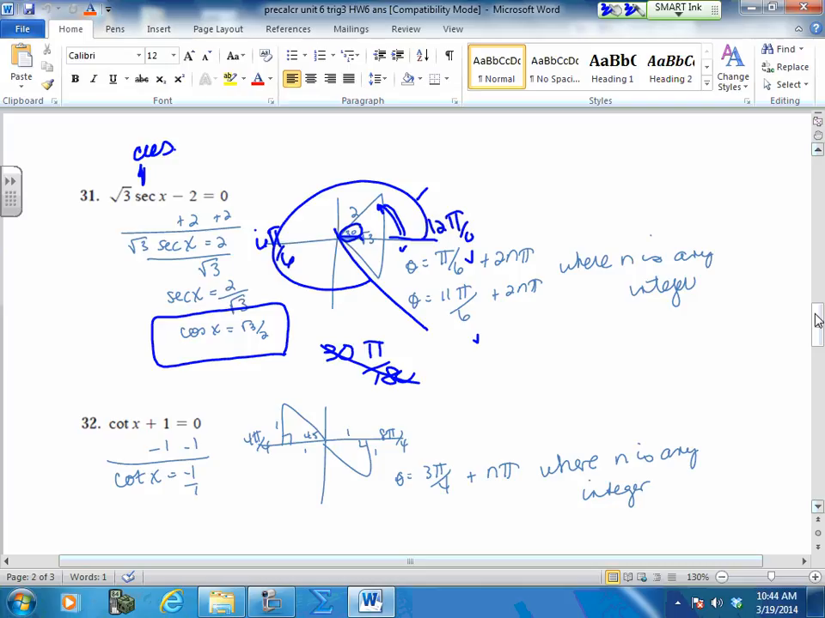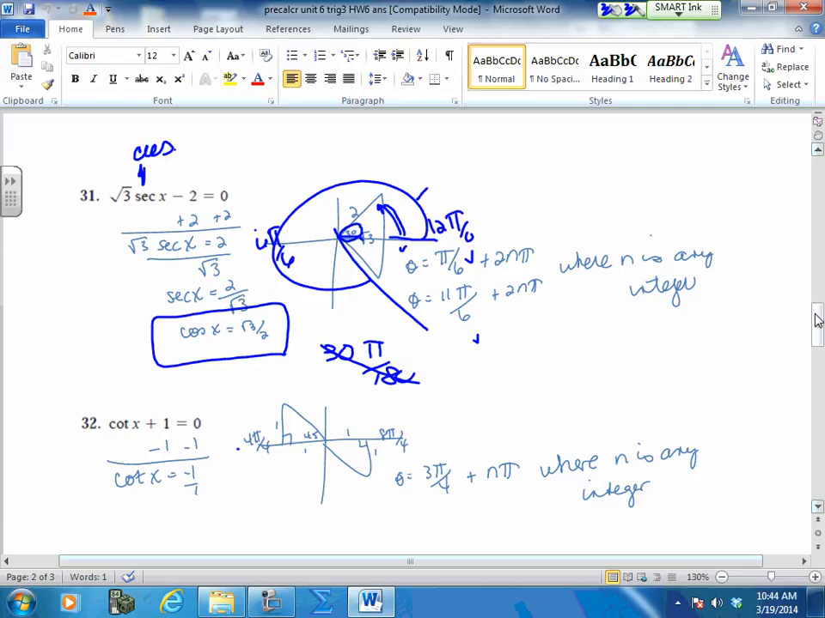Okay, this one, we subtract 1. Cotangent is the reciprocal of tangent. Still tangent is negative 1. So tangent is negative in 2 and 4, where your signs are opposite. One has to be a positive, one has to be a negative. So your reference angle is 45, pi over 4. So 4 pi over 4, 8 pi over 4.